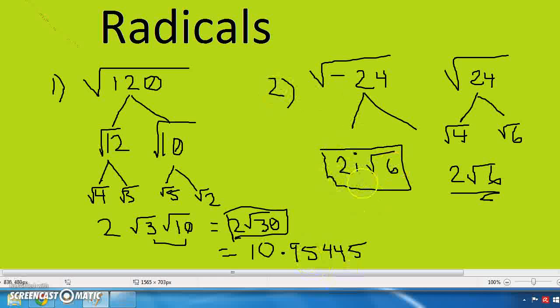So, yep, that's how you solve radicals for imaginary numbers and radicals for non-perfect squares. And obviously, this is a non-perfect square and imaginary number. So, yep, that'll be all.